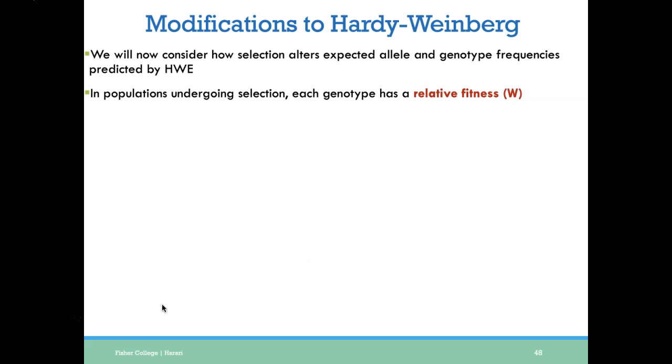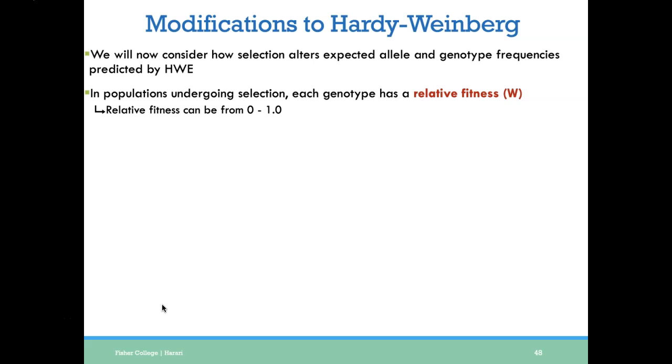So again, we can't attribute a fitness to an individual. We can only say that a genotype within a population has a relative fitness. The relative fitness can be anywhere from 0 to 1. If it's just as fit as everything else, we'll say that the maximum fitness is 1.0. Whereas if the genotype makes you die and has no fitness at all, that would be a fitness of 0. So the largest number it can be is 1.0.